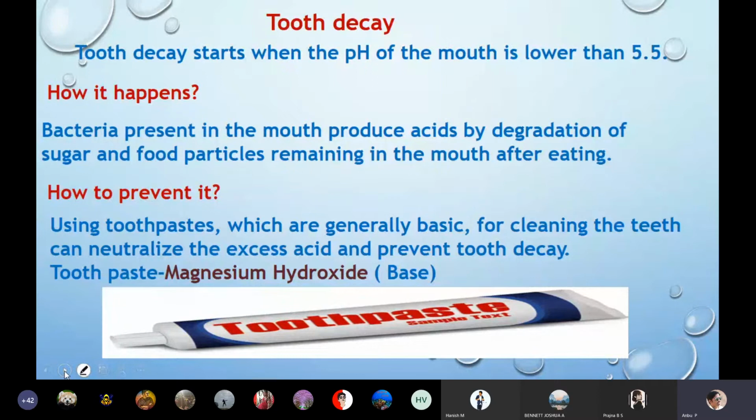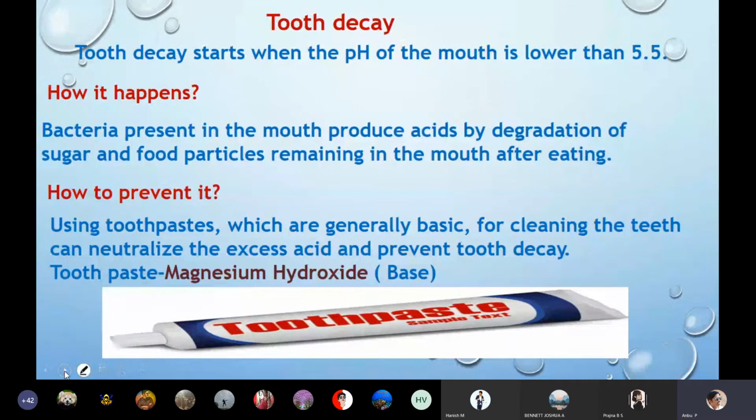So tooth decay starts when the pH of the mouth is lower than 5.5. When the pH level of the mouth decreases, to 5.5, 5.4, automatically the rate of tooth decay will be more. So how does it happen? Bacteria present in the mouth produce acid by degradation of sugar and food particles remaining in the mouth after eating. So that is the main thing.